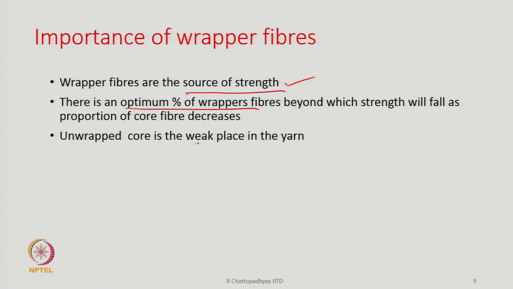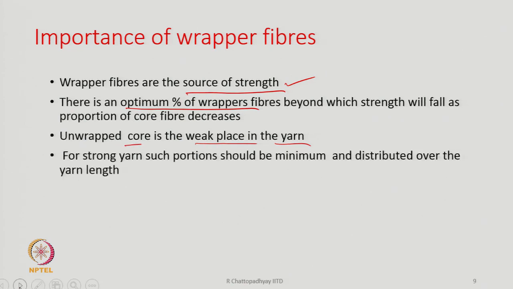Unwrapped core is the weak place in the yarn. If there are certain regions of the yarn where there is no wrapping, that basically means those are possible weak places or potential weak places in the yarn, because when the yarn is stretched, these portions will not get support from the wrapper fibers, because there are no wrappers on them. So, they will simply slip and hence the yarn will quickly break. So, unwrapped core is the weak place in the yarn.